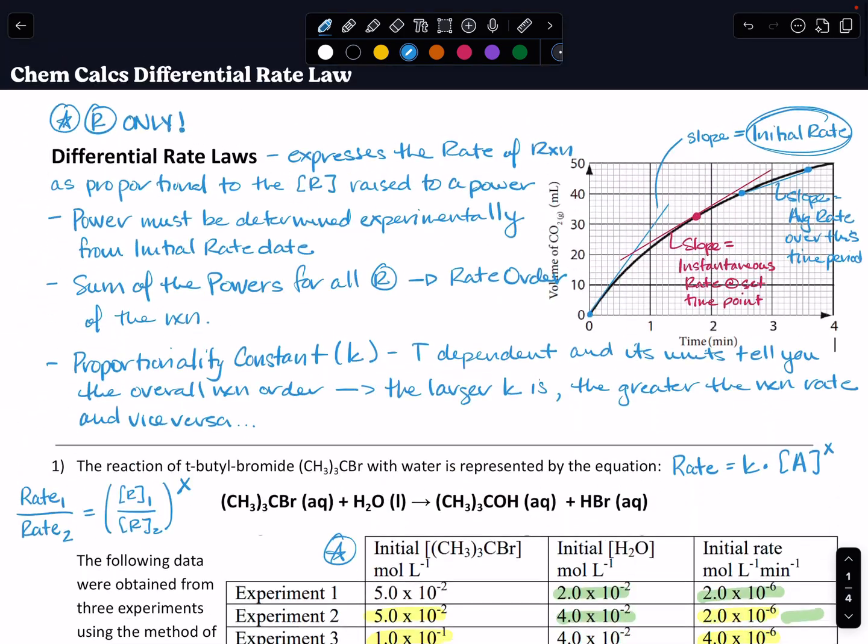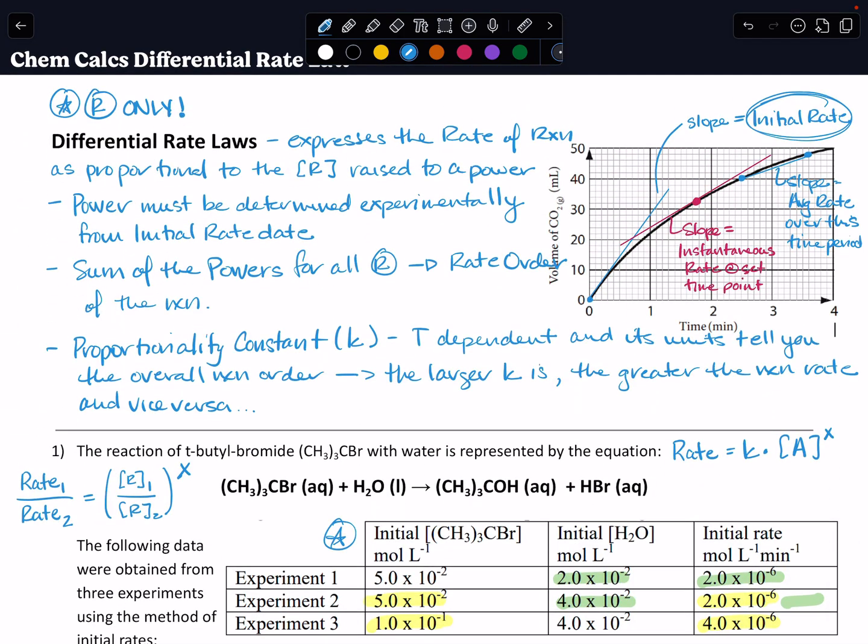So again, differential rate laws are different from our relative rate laws in that they focus only on the reactants. They are expressed as rate equals the proportionality constant K times the concentration of our reactants raised to some particular power. That power must be determined experimentally using initial rate data. When you want to determine a particular reactant's power, you need to choose experiments where the other reactants are held constant. The sum of all those powers together is going to give you the overall rate order for that reaction, which in turn informs the unit for K.